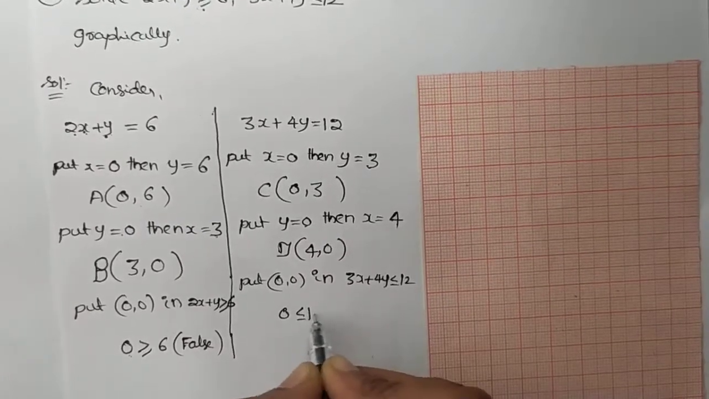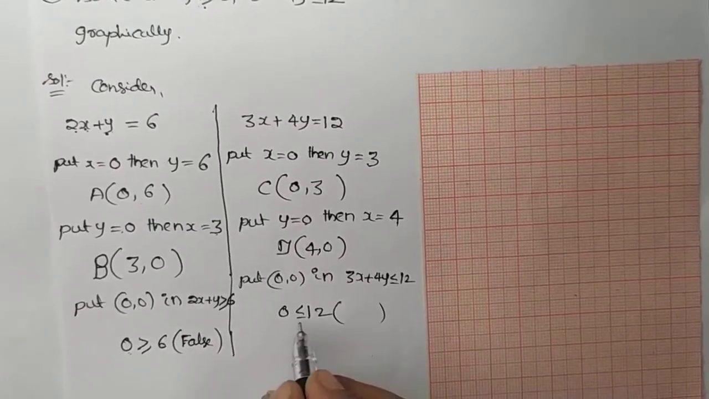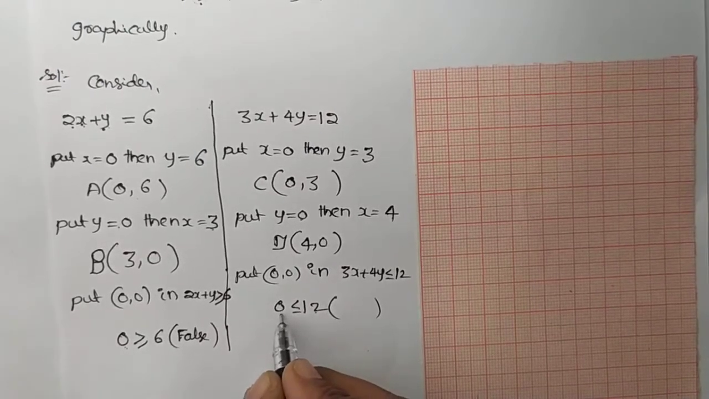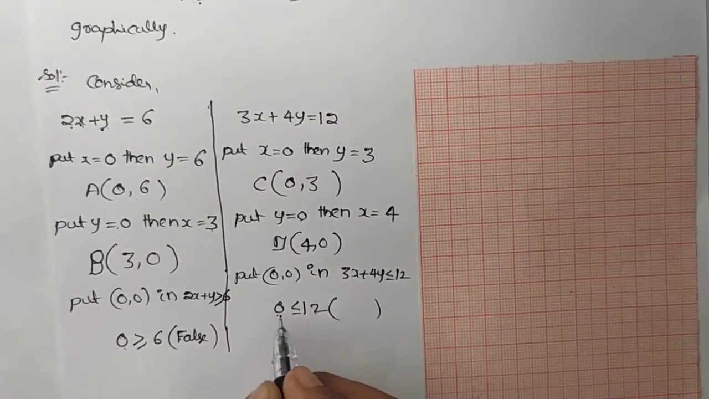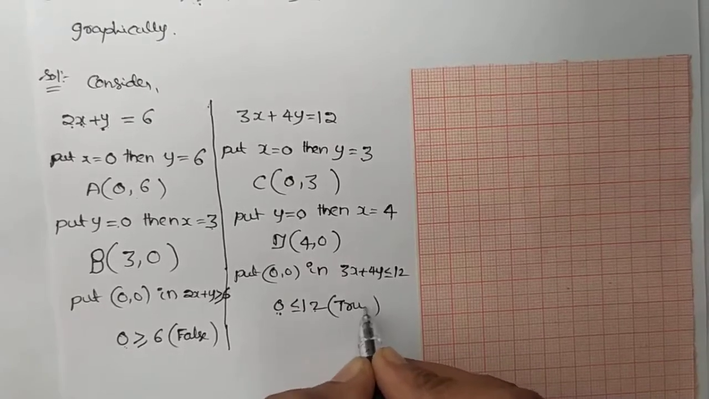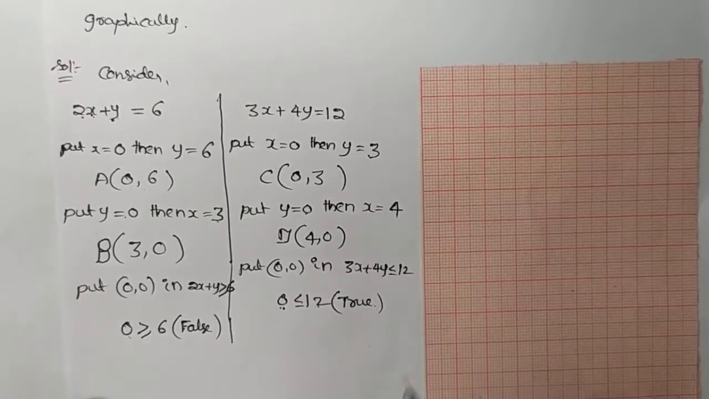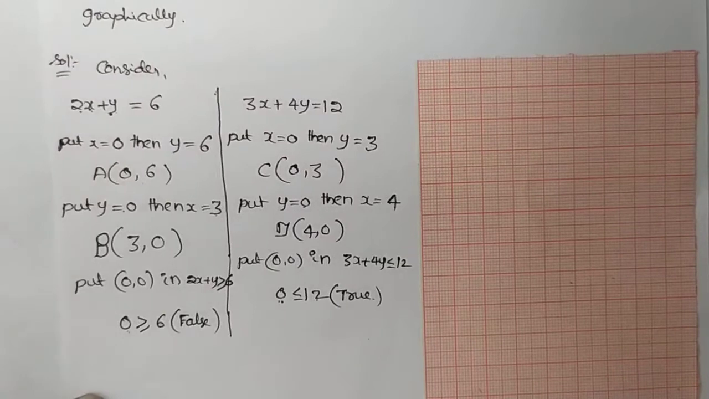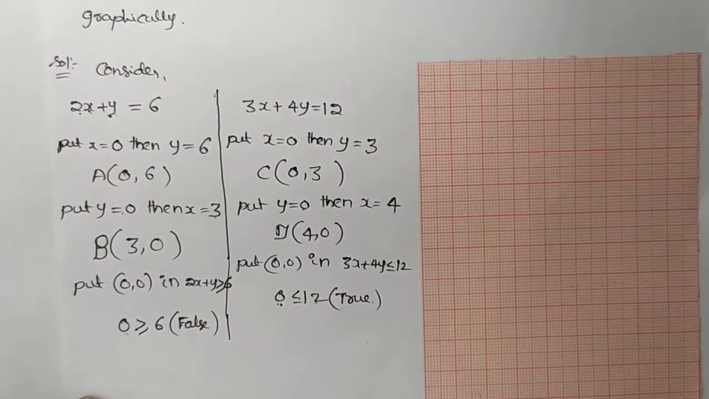0 is less than or equal to 12. It says that 12 is more than 0; 12 is larger than 0. Is this true? Yes, it is true. Do you understand? Yes. Now, let us draw the graph.